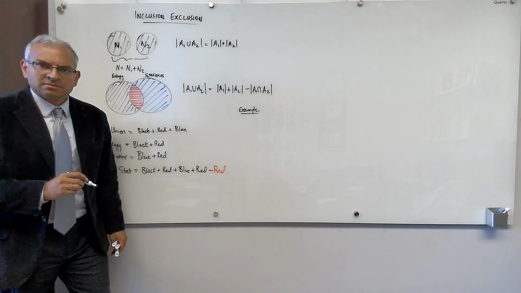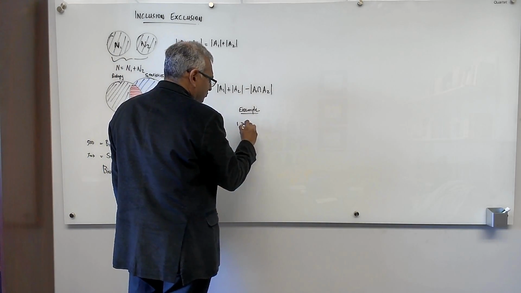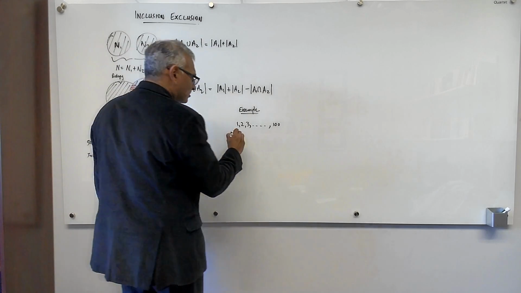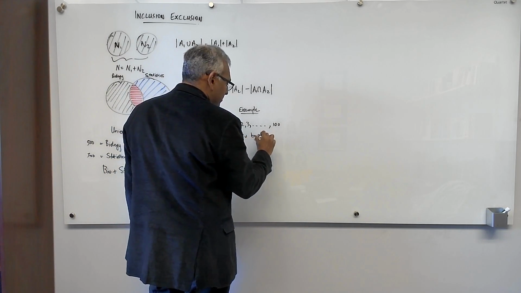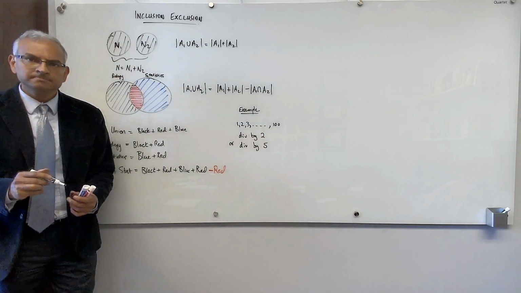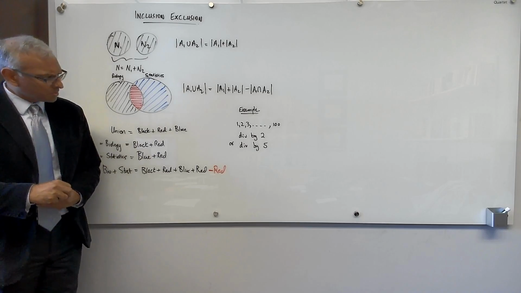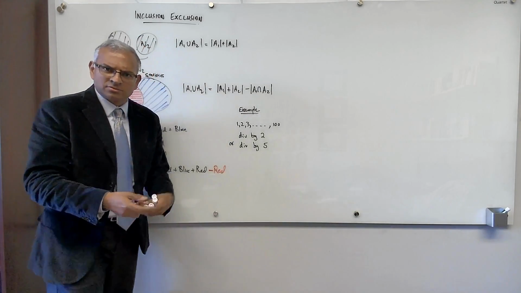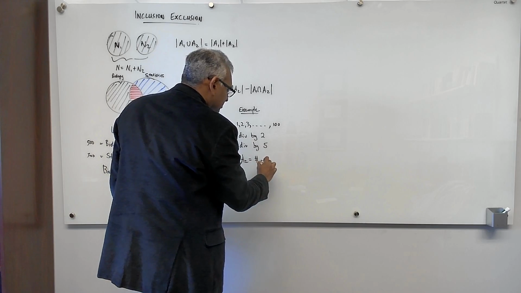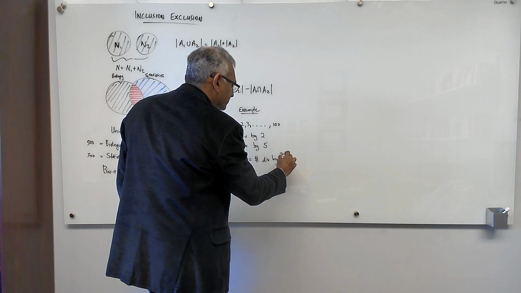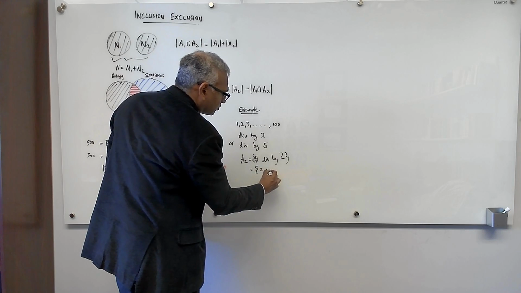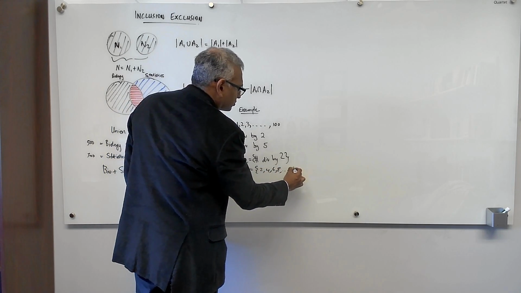How many numbers in the range from 1, 2, 3, up to 100 are divisible by 2 or divisible by 5? The way we can approach this kind of problem is to define 2 sets. Let me define the set A2. A2 equals numbers divisible by 2. Those are just the multiples of 2, which is 2, 4, 6, 8, and so on, up to 100.